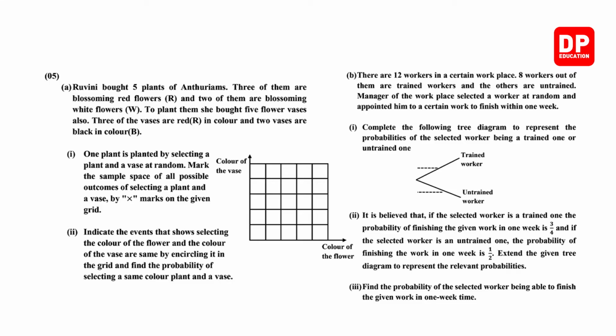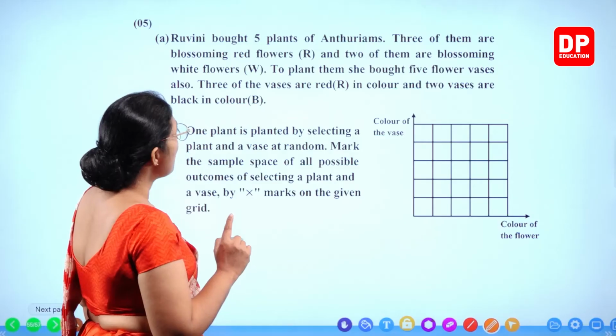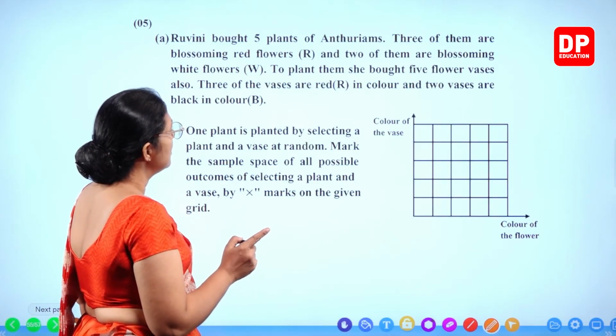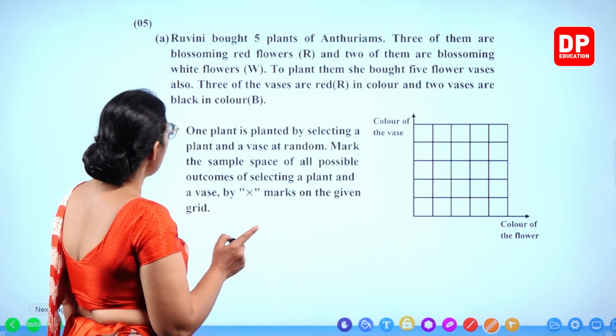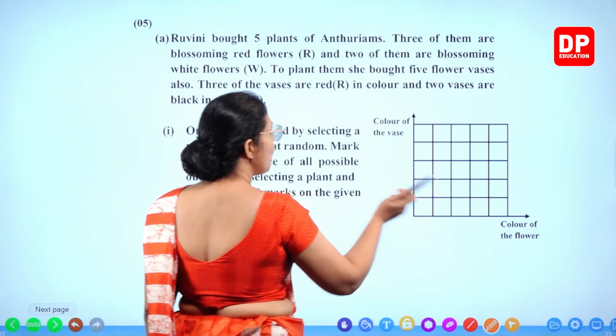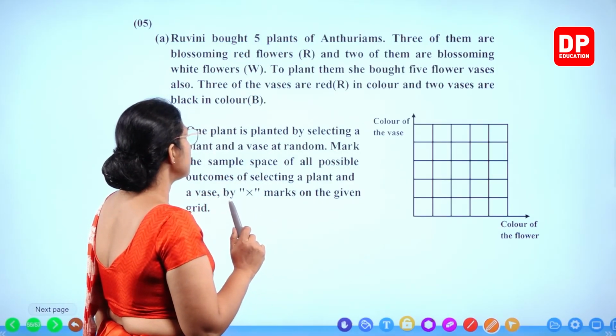Question number 5. It's about probability. Ruini bought 5 plants of anthuriums. 3 of them are blossoming red flowers and 2 of them are blossoming white flowers. To plant them, she bought 5 flower vases also. 3 of the vases are red in color and 2 vases are black in color. So this side is color of vase and this side is color of flower. One plant is planted by selecting a plant and a vase at random.